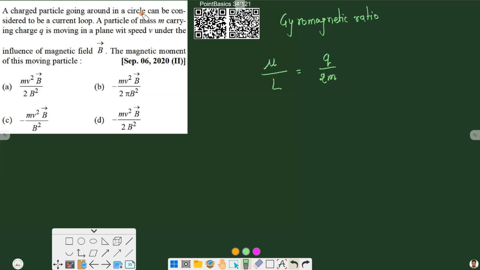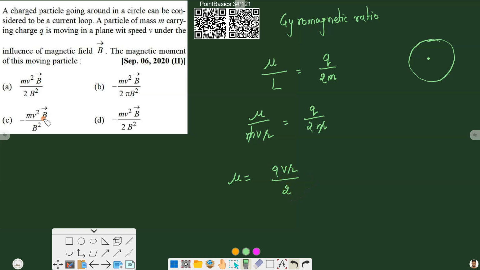Now the charged particle is moving in a circular path. So suppose this is the center and the charged particle is moving around the center in a circular path. So its angular momentum will be its linear momentum times r, so mvr. So mu by mvr is equal to q by 2m. m gets cancelled and the value of mu comes out to be qvr by 2.